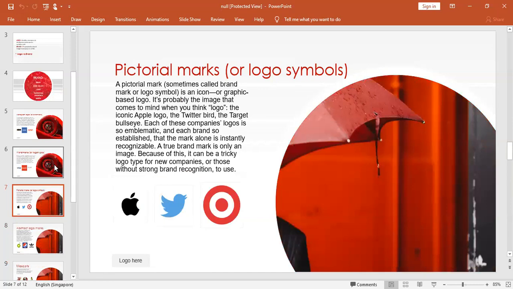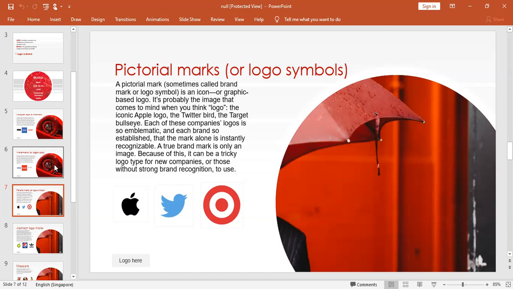And then pictorial marks, the logo symbols. When it comes to Apple, Twitter, Facebook, WhatsApp, all those organizations do not include the company name in their logo, only a picture. From their picture, almost everyone knows and understands, oh, this is what this is. Like that, people get to know.